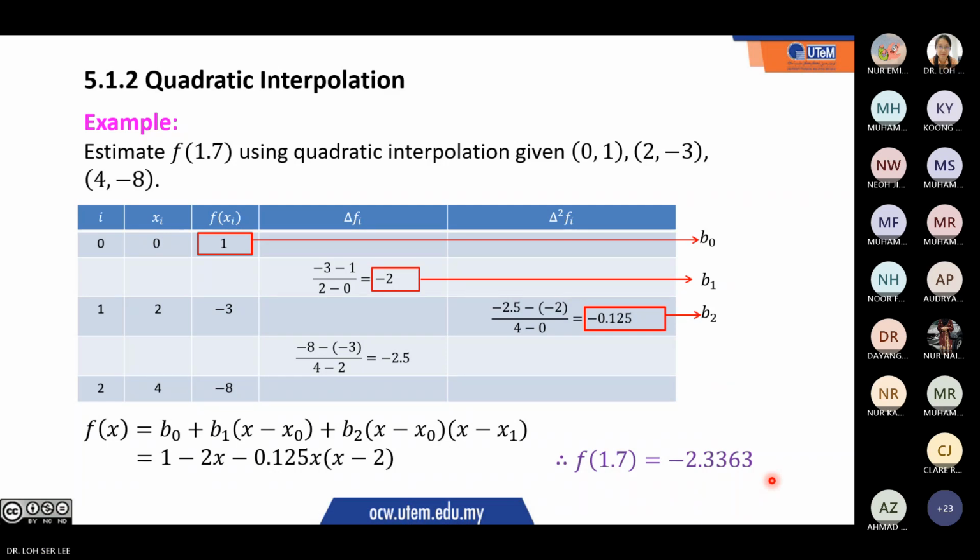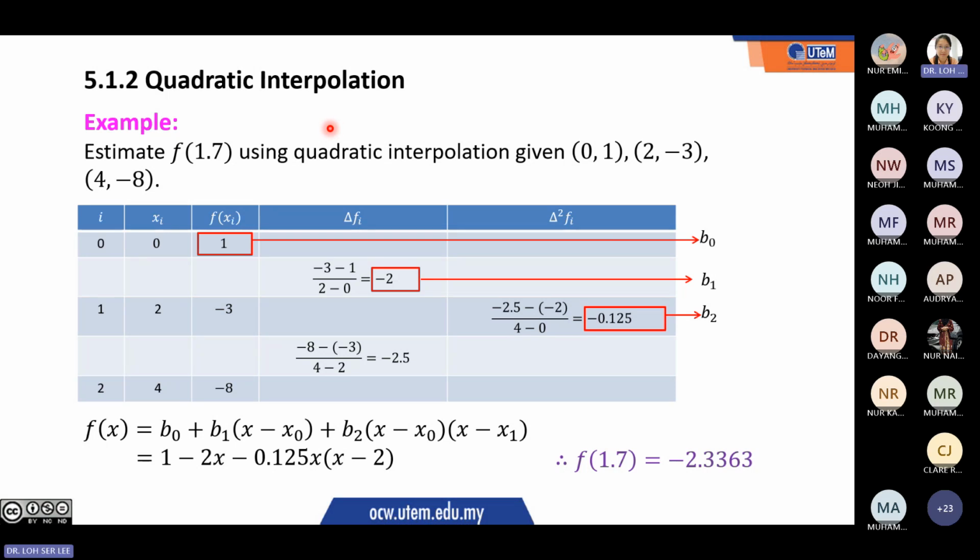Clear? Just fill the 1.7 into the x. This is x, this is fx. When x is 1.7, what is the value of f?